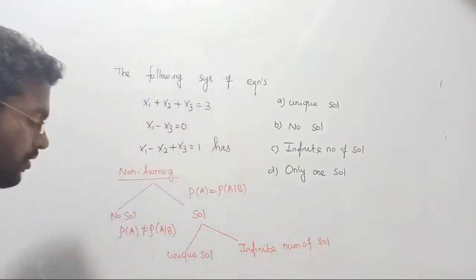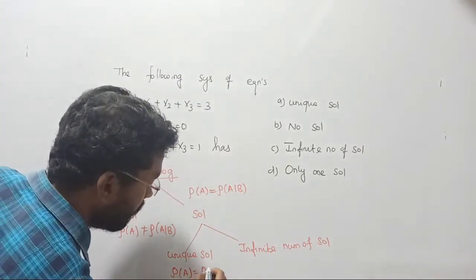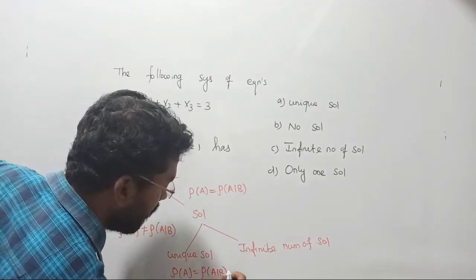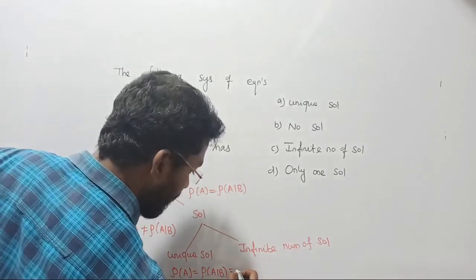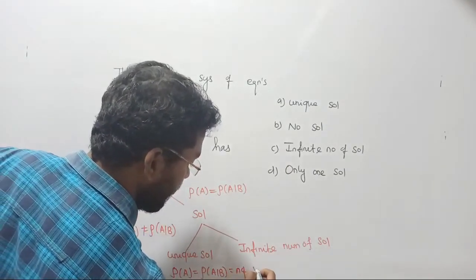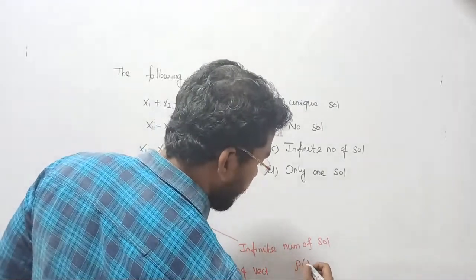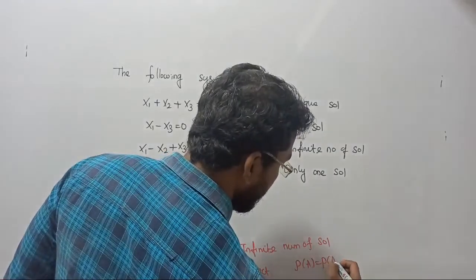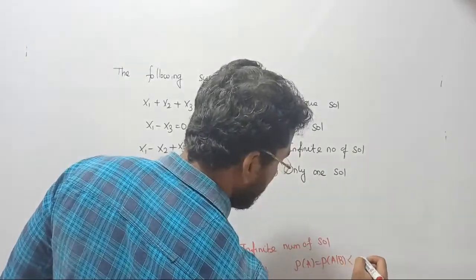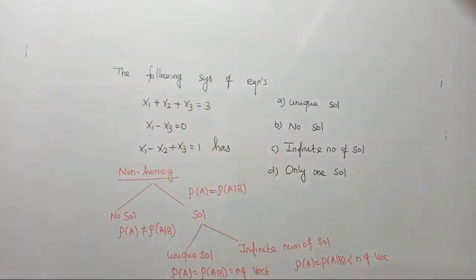Now what is the condition? If you want to obtain a unique solution, then rank of A should be equal to rank of AB, and it should be equal to the number of unknown variables. In case of infinite number of solutions, rank of A and rank of AB are equal only, but they are less than the number of unknowns. Since the given system is non-homogeneous, let's see the solution for this one.